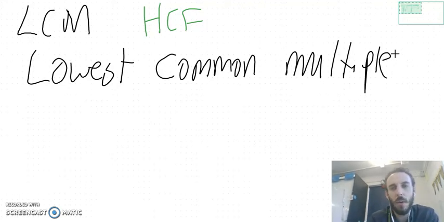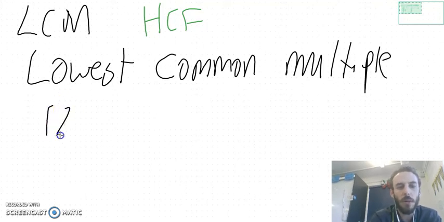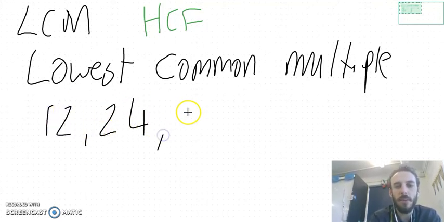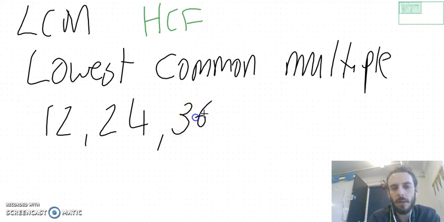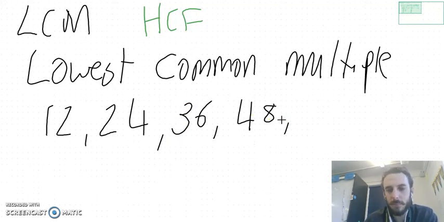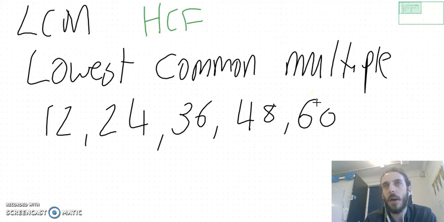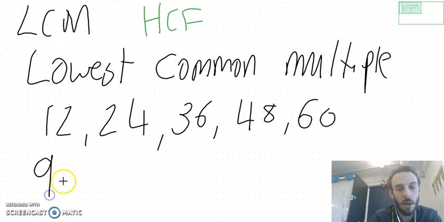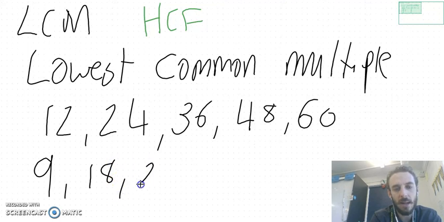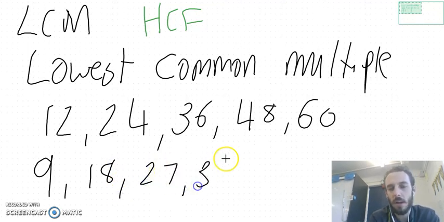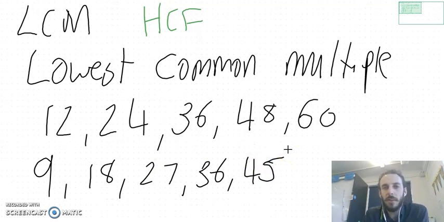I'm going to list, first of all the multiples of 12. So we've got 12, 24, 36, 48, 60. Boy, that was slow going. And then I'm going to list all the multiples of, I don't know, let's pick something like 9. So we've got 9, 18, 27, 36, 45.